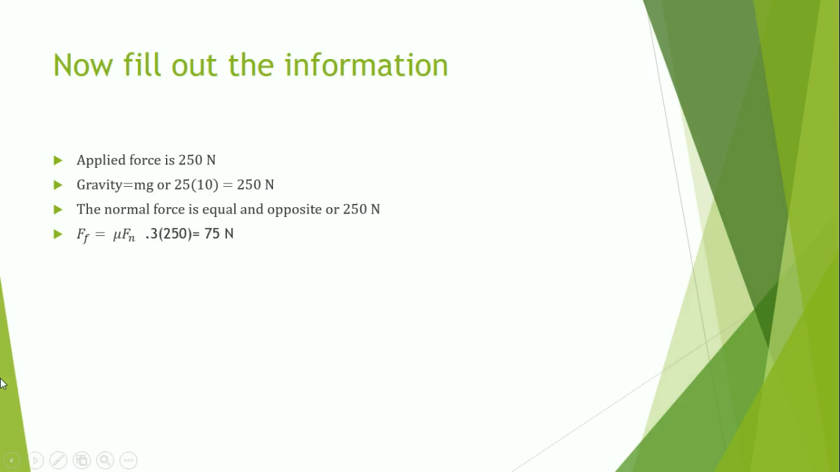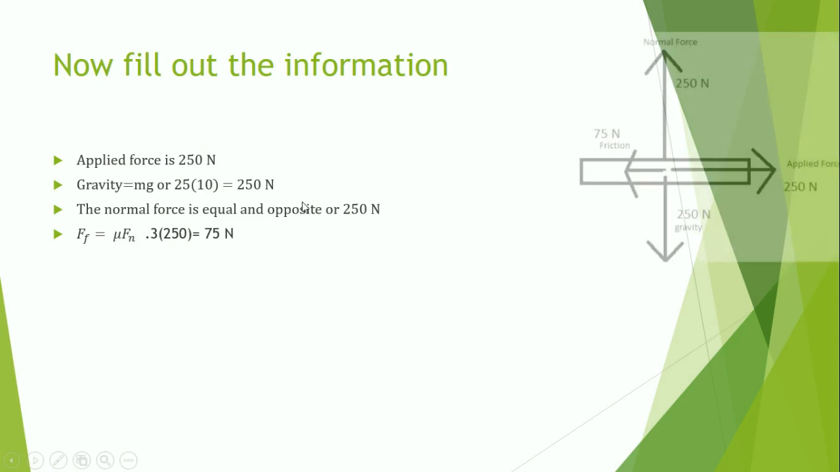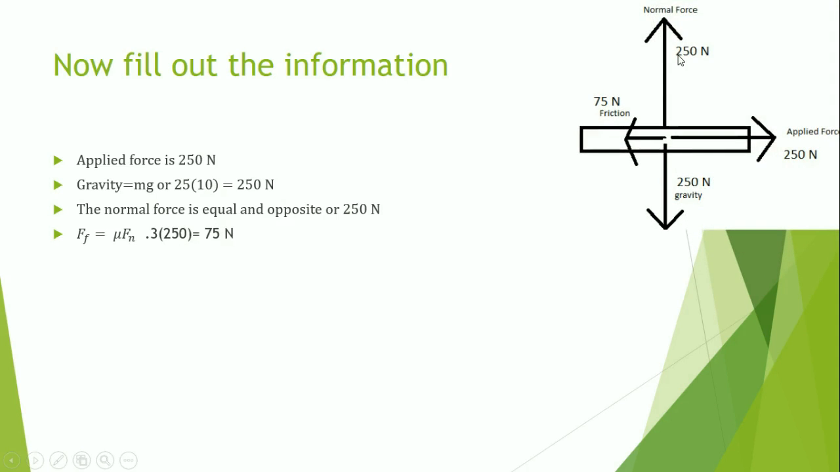And the friction is mu, or coefficient of friction, times the normal force. So it's 0.3 times 250, or 75 newtons. So now that you have these numbers, you can actually draw the arrows proportional to their magnitude. These three arrows here on the right side should all be approximately the same length, and friction should be much smaller than all three of these forces.